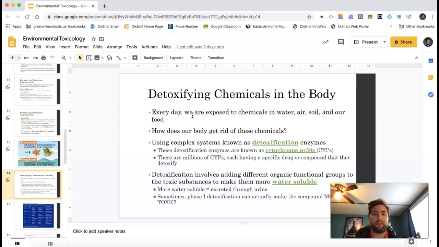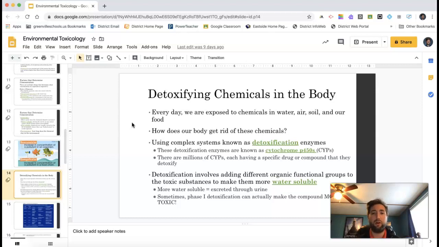So one way that our body is going to get rid of these chemicals, if you were to ingest the chemical, or if you were going to get it intravenously, like someone's going to inject you with the chemical, we use these detoxification enzymes, and they're known as cytochrome P450s. And cytochrome P450s are abbreviated CYPs, C-Y-P-S. So there are millions of them, and they group them into different families. And the families are based on what they detoxify and stuff like that.